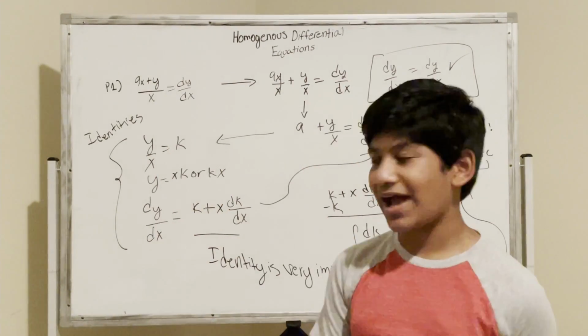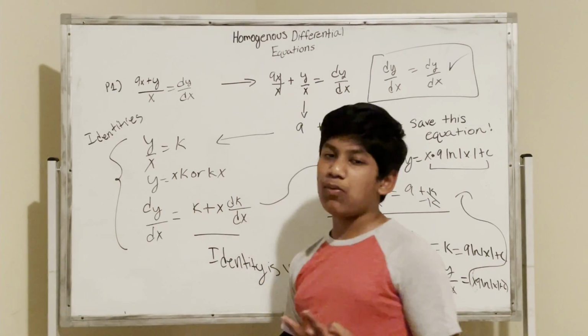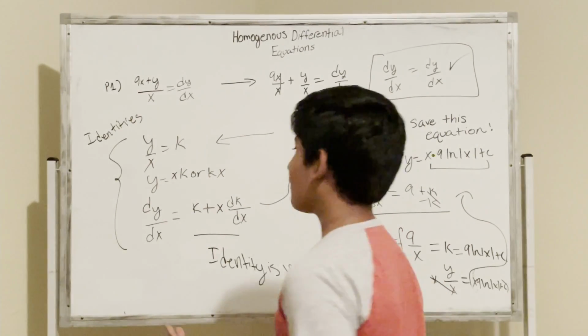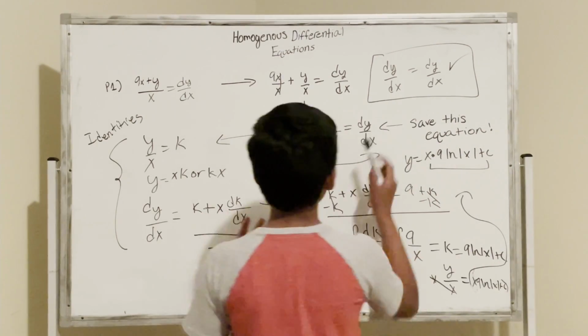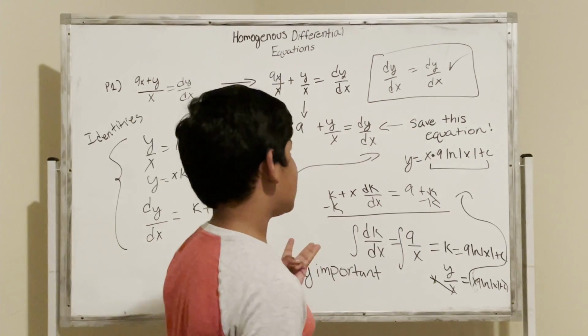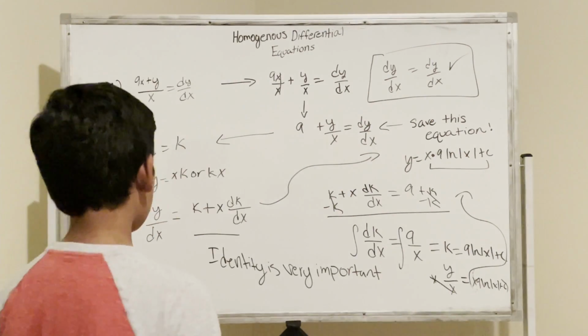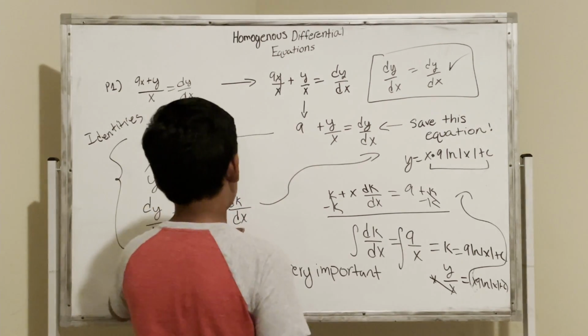Y is equal to x times k, or k times x. And this is very important because we want to know what y is equal to in terms of k. Then we have dy over dx, which is also really important, and this is our main ambition. Now, we know our last third identity is equal to this specific expression.